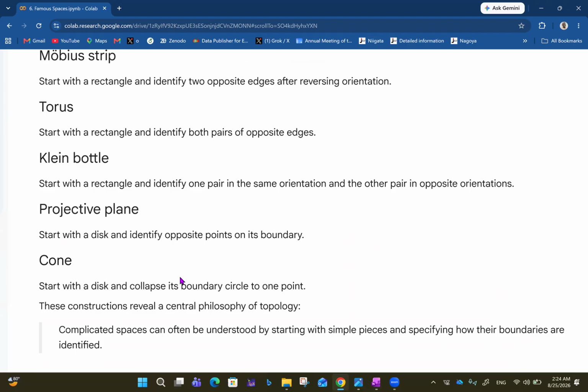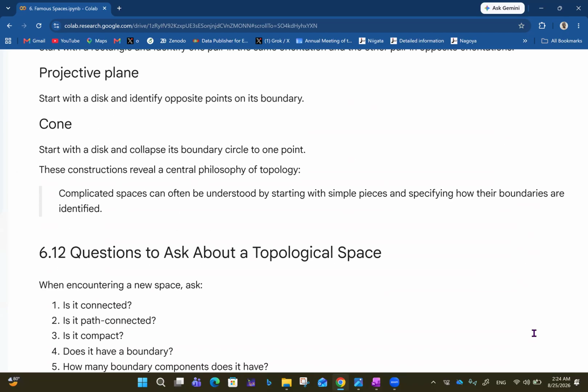If I was teaching this in a class setting, this might be an assignment for people to try out. These constructions reveal a central philosophy of topology: complicated spaces can often be understood by starting with simple pieces and specifying how their boundaries are identified.